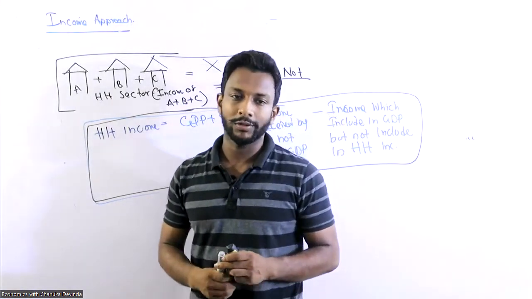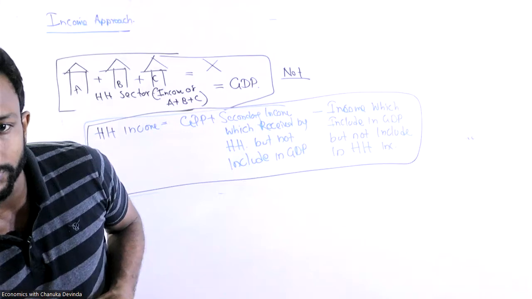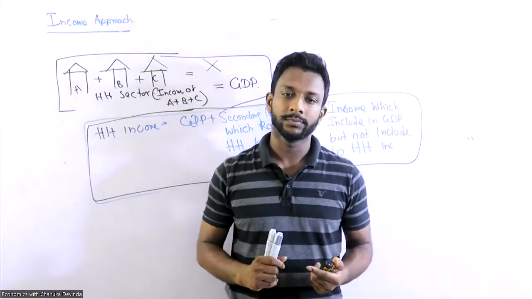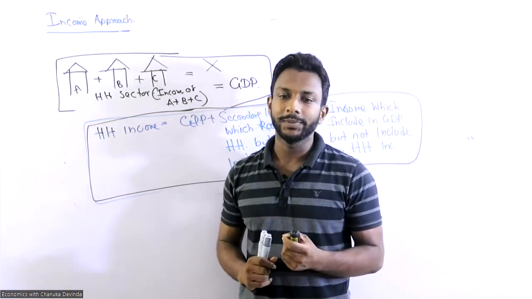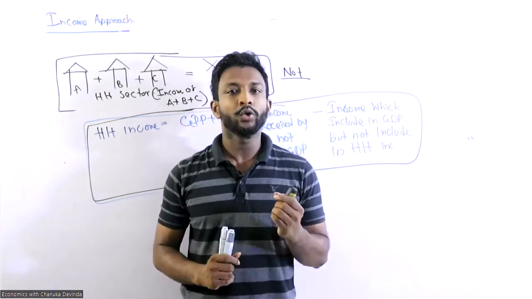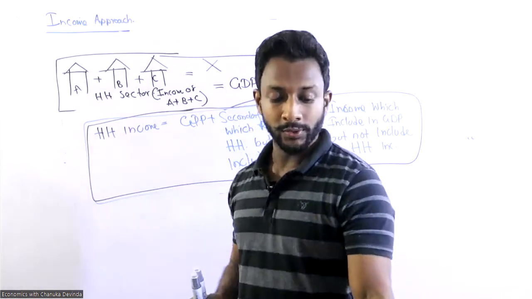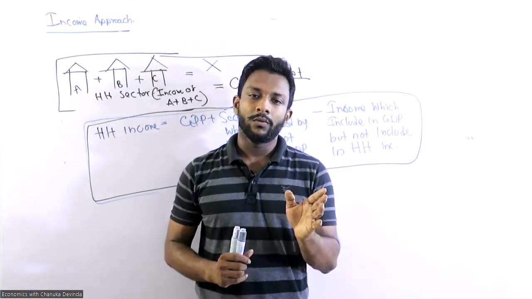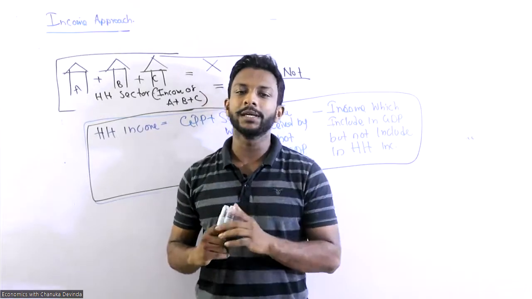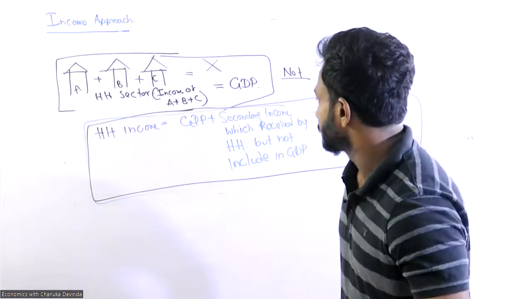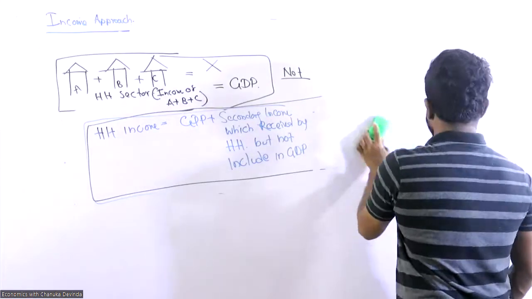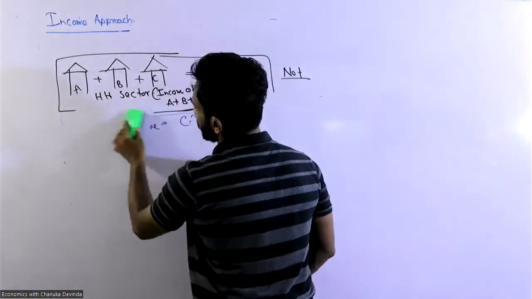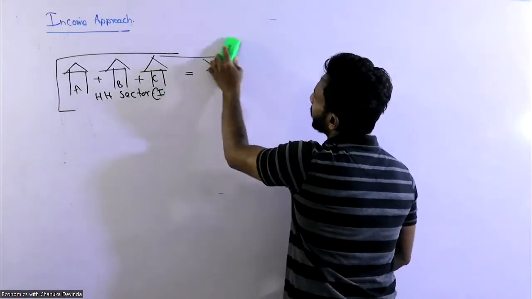Question number 9 was a question: when the value of GDP is given at the market price, what are the adjustments that need to be done to obtain the followings? Right, identify the question first. What was it again? When the value of GDP is given. If GDP value is given, what are the adjustments that need to be done to obtain the followings.